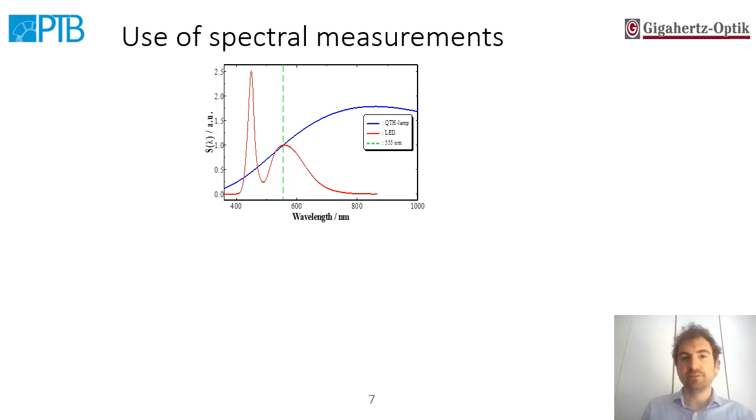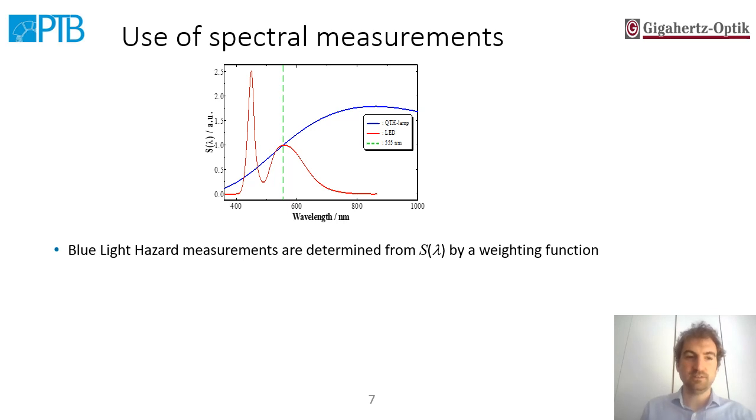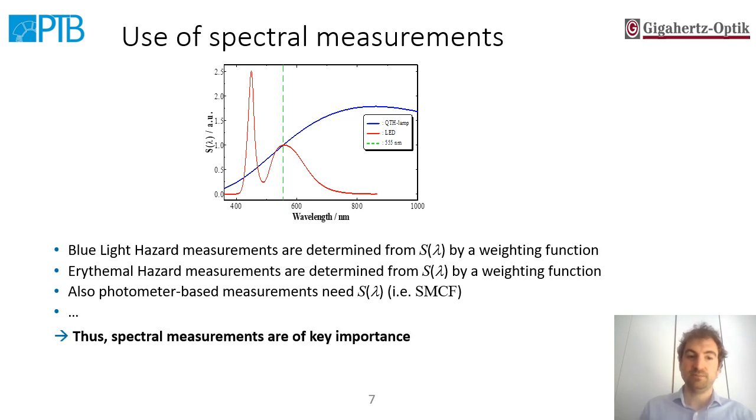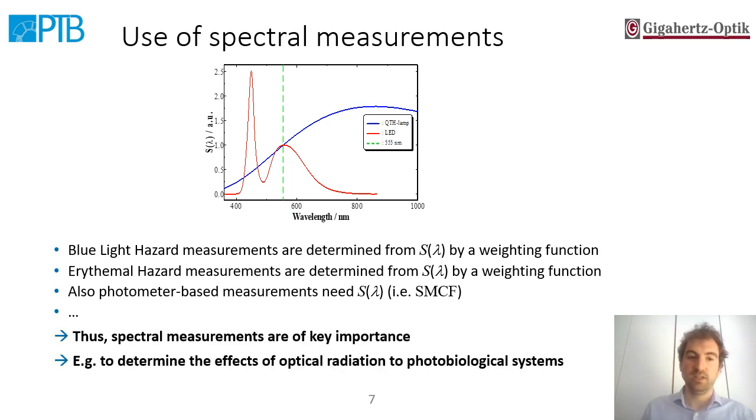Spectral measurements are also of key importance in the field of photobiological systems, for instance to determine the blue light hazard by a weighting function. The same can be done for the erythemal hazard. Another application are photometer-based or radiometer-based measurements where a spectral mismatch correction factor is applied. For calculating these factors, you need spectral measurements. So we can sum up that spectral measurements are of key importance, also in the field of photobiological systems.